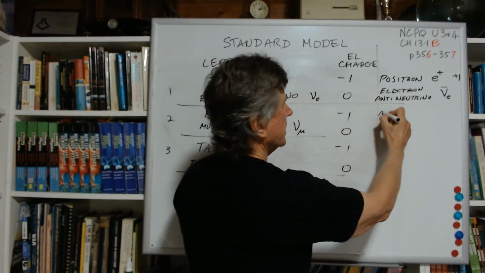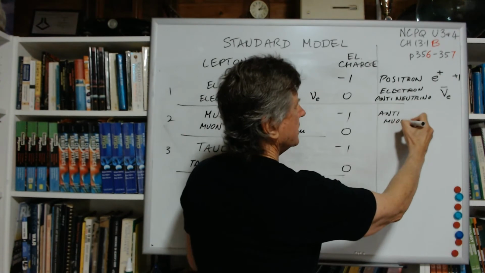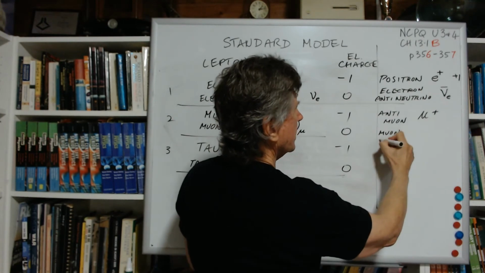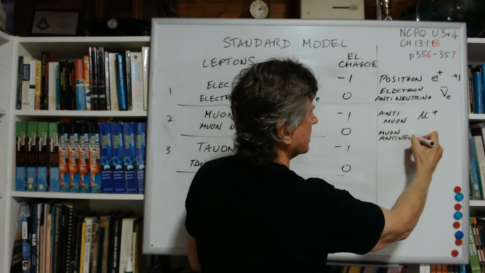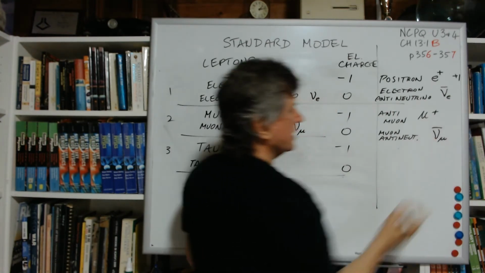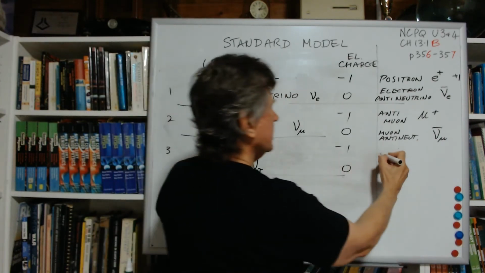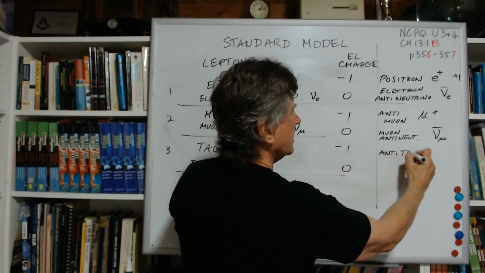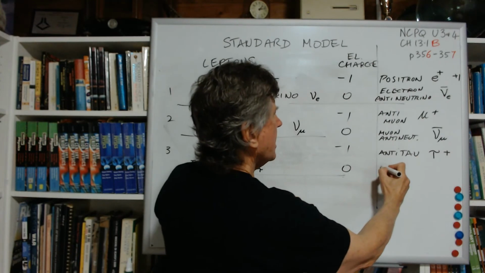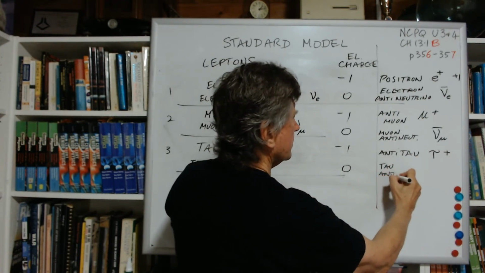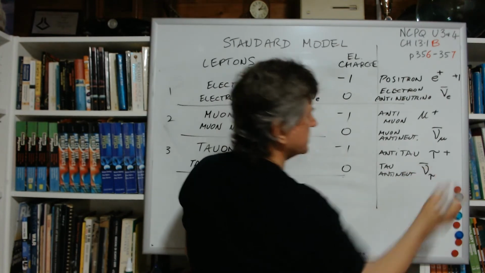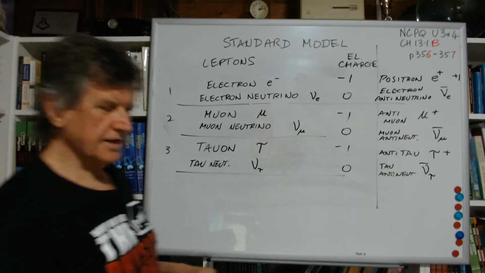So this would be an anti-muon, and then there's the muon anti-neutrino. I won't write all this out, but that would be the neutrino symbol, mu, and a bar over the top. And lastly this is the anti-tau, and it would be plus, and this would be the tau anti-neutrino. So it's the neutrino symbol, tau, and it's anti with the bar on the top. Now that's all you have to do for that.